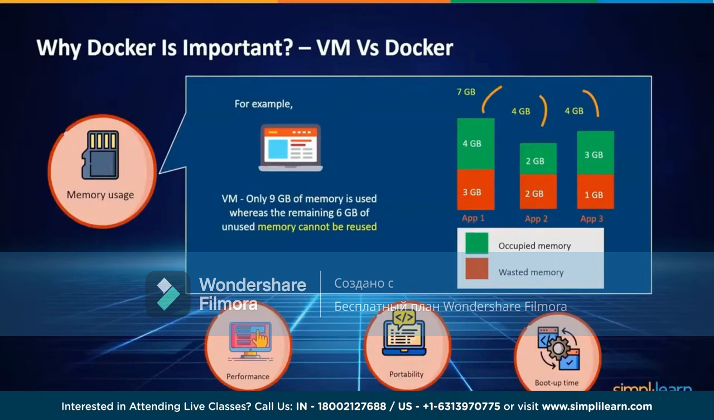So the VM can see that 9 GB of RAM is used, and the remaining 6 GB of unused RAM cannot be reused here, because if, for example, I allocate 4 GB of RAM to the virtual machine, it stays allocated there itself.